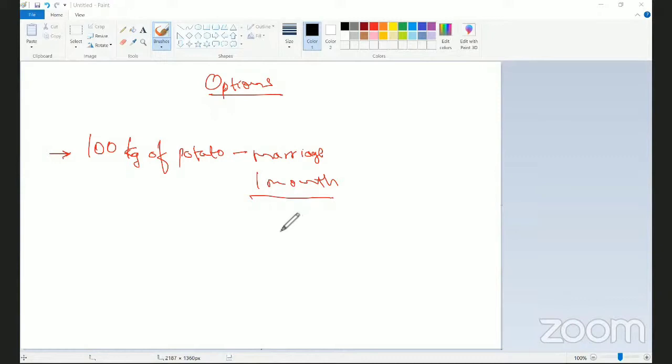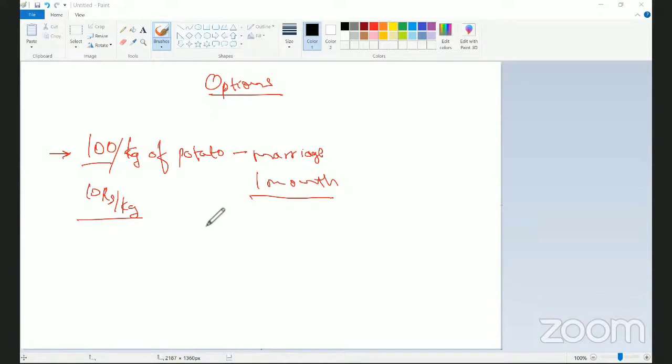So you go to the vendor, and once you go to the vendor, you ask what is the price. He says currently it is 10 rupees per kg. So you say, okay, I don't need it now. I might need it in the future, which is after a month's time.